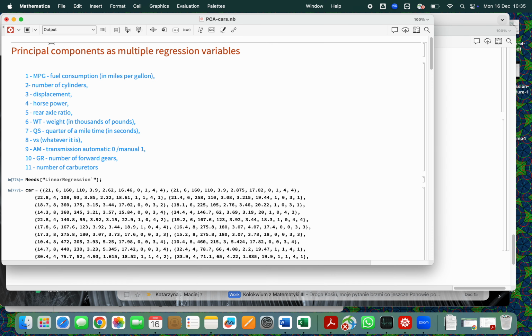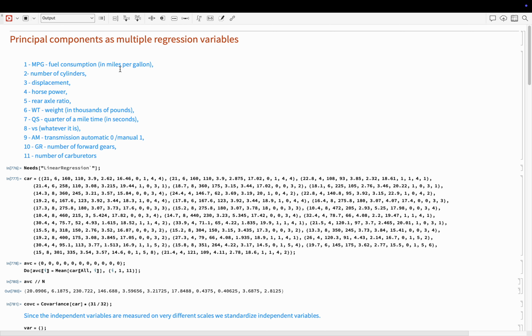Okay, so now let us change the topic. Not the topic, but the example. Now we again look for principal components as inputs for multiple regression variables, but now we work with our fuel consumption data. So we have again 11 variables. First is fuel consumption, which is our dependent variable, and a bunch of technical data and performance data of cars.